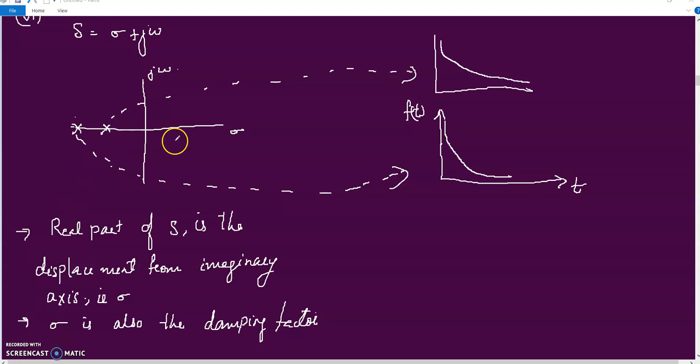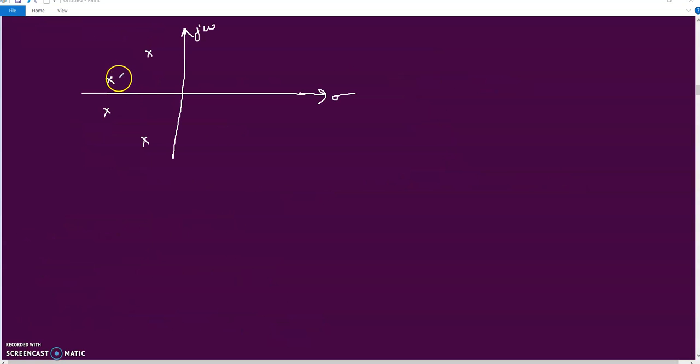This is the sixth property. That is, as sigma increases, that is, as the damping factor increases, the response decays much faster with respect to time. This is the sixth property. Next, here we have two sets of poles. That is, these two are conjugate pairs and these two are another conjugate pair. Here, the property says that as the distance from the real axis increases, the frequency of the wave increases. We can represent it like this.